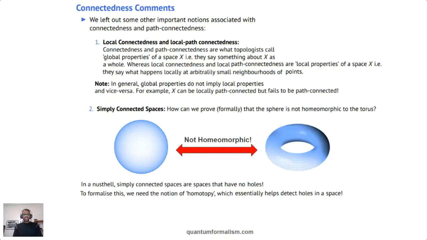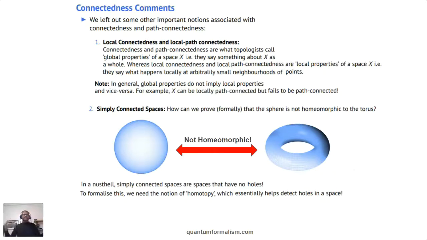Another very important concept that we didn't touch, who knows, maybe we will in another course on algebraic topology, is simply connected spaces. This is essentially a way of, for example, proving formally that a sphere is not homeomorphic to the torus. Intuitively, you can look at this and say, well, there's a hole here and this one doesn't have one. More formally, this has genus 0 and this one has genus 1. But you can't just say that mathematically; you need to formally prove it. This is where the notion of simply connected comes into play.